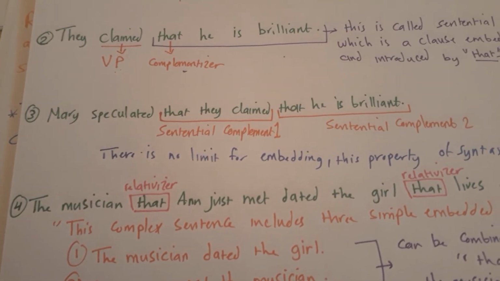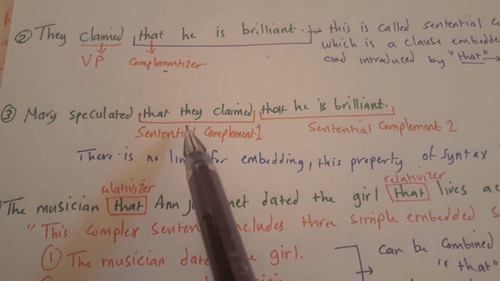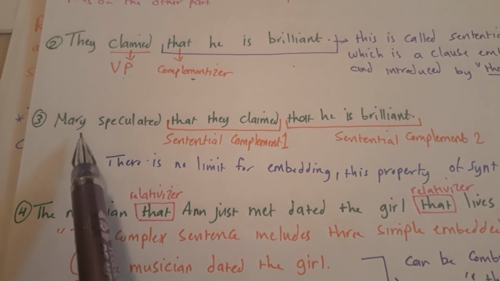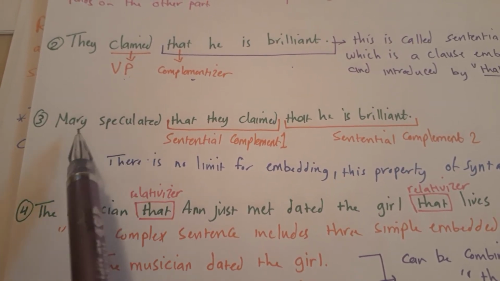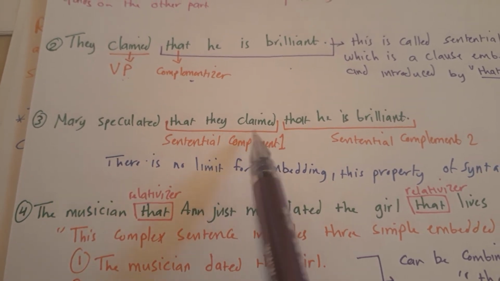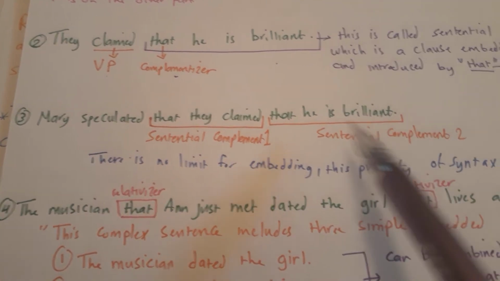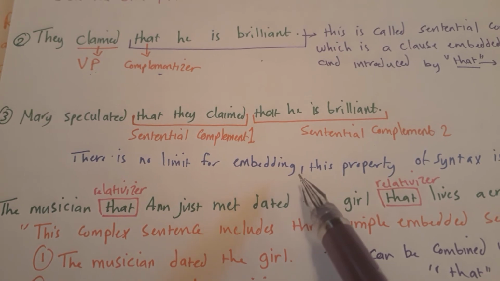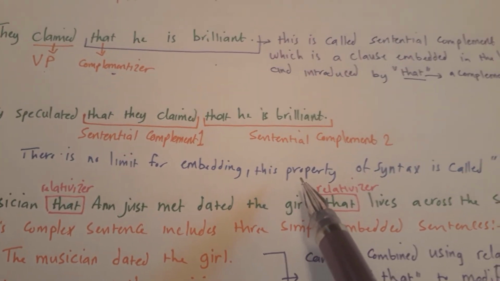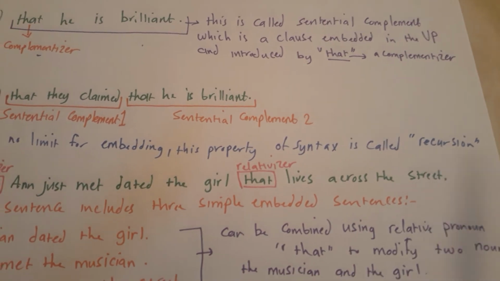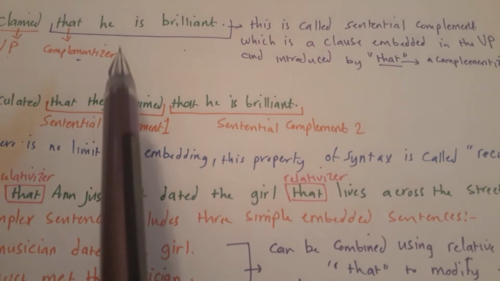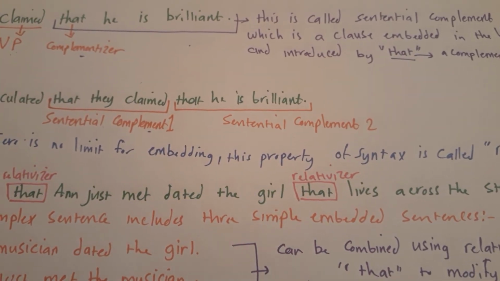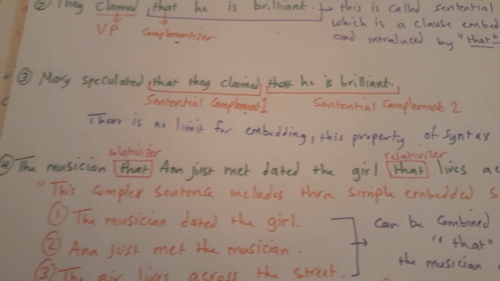Now, example number 3. Mary speculated that they claimed that he is brilliant. Now look at these two sentences. Now we have Mary speculated. Now we have a VP here. Then that they claimed. This is sentential complement 1, sentential complement 2. That means that there is no limit for embedding. And this property of syntax is called recursion, يعني تكرار. We can use the same structure, which is sentential complement, over and over to add more meaning and to add more elements of the same sentence.